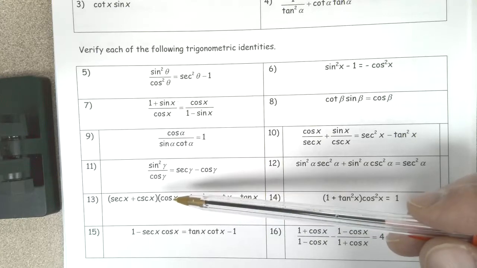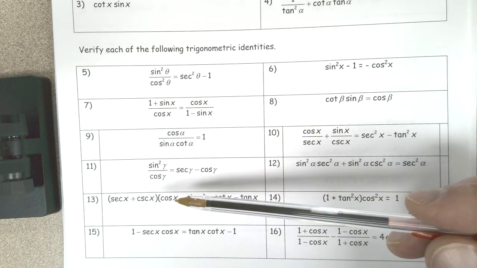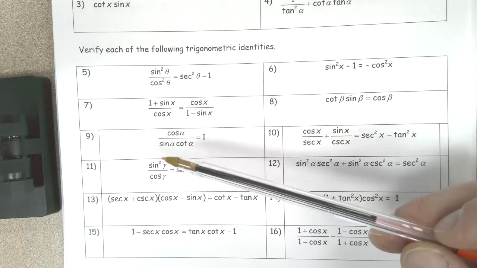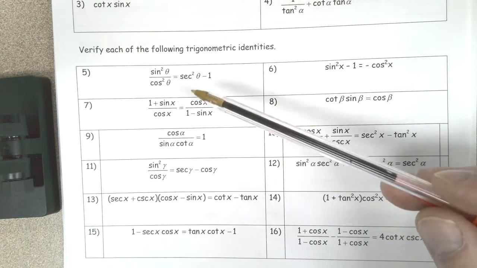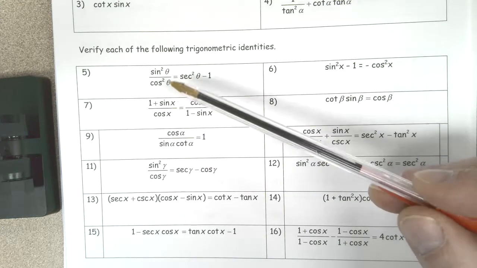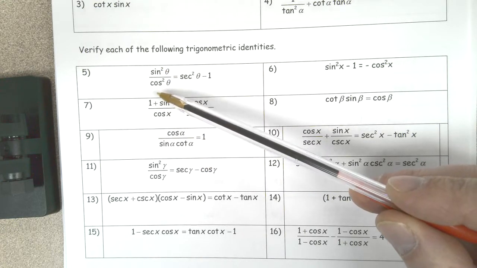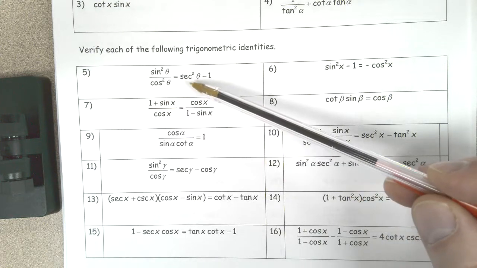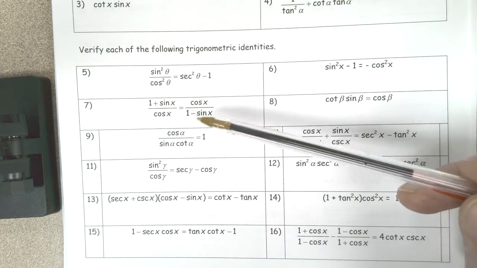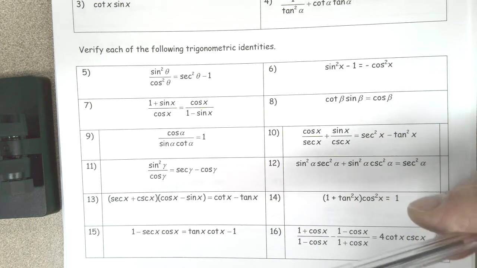So you're still going to be utilizing some of the same steps that you have previously in worksheets 1, 2, and 3. But the only difference now is we're trying to make the left side of the equation and the right side of the equation the same. And that's what we mean by verifying the trigonometric identity.